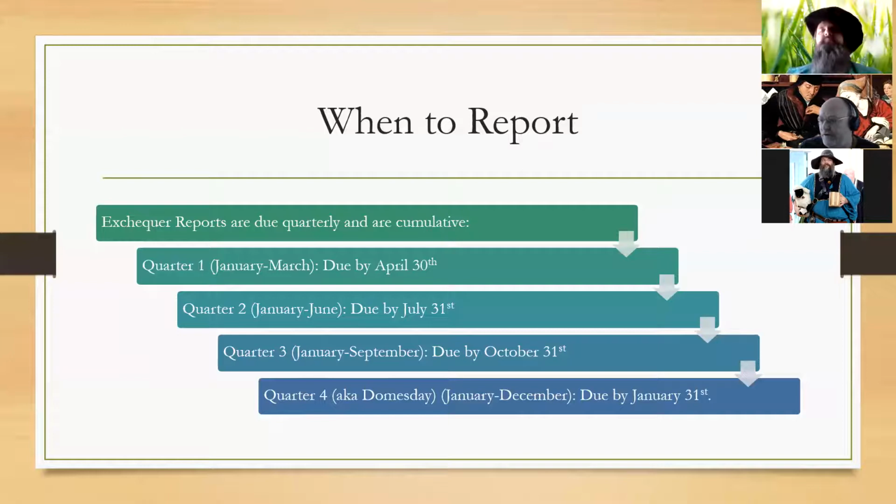So when to report, the Exchequer reports are due quarterly and they're cumulative. So the first quarter is the January to March period, and it's due by the end of April. Quarter two, it's January to June, and like I said, they're cumulative, so they build on each other, and it's due by the end of July. Quarter three is January to September, it's due by the end of October. And then the Domesday or quarter four report, which is the full year report, it's due by the end of January.